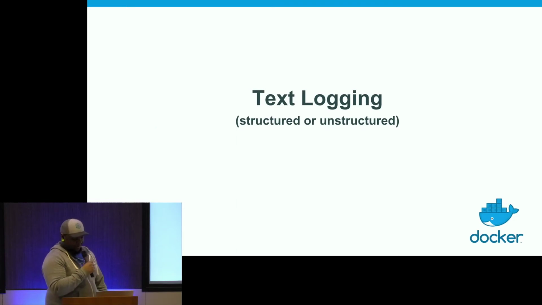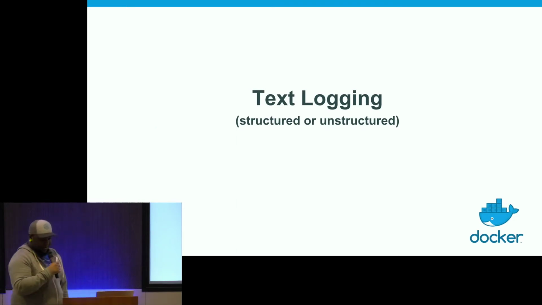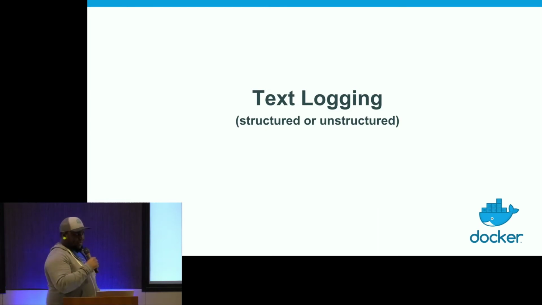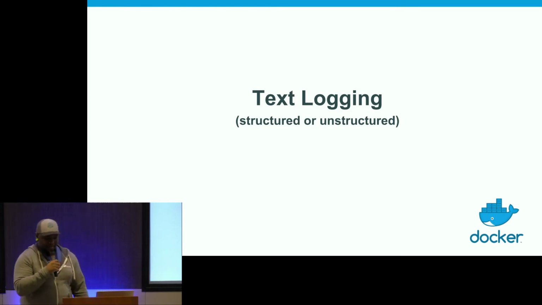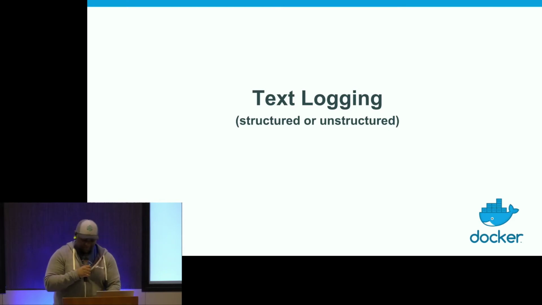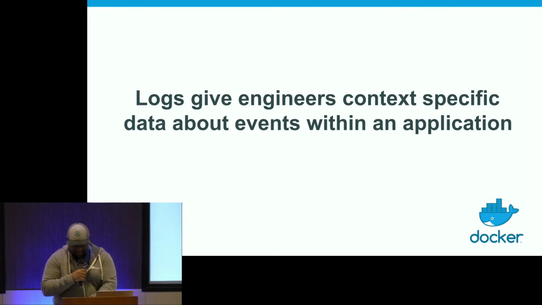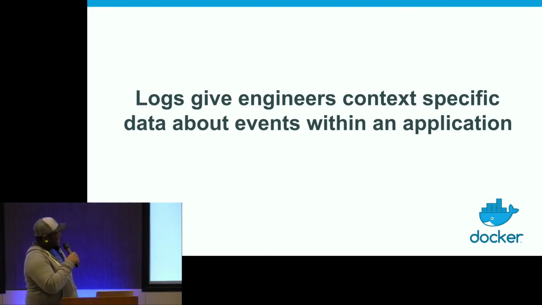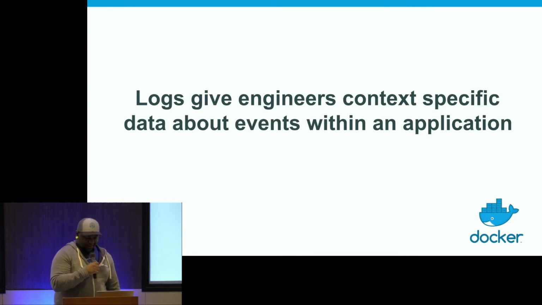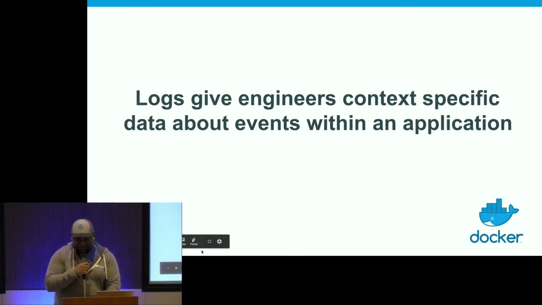Text logging, or logging. Logging can be structured or unstructured. A lot of the logging that you traditionally think of is unstructured, meaning text files and things like that. But structured logging via JSON and others. Right, so logs give engineers context information about events within an application. Our example app, for instance, writes to the log anytime there is authorized access of data or if someone fails a login.